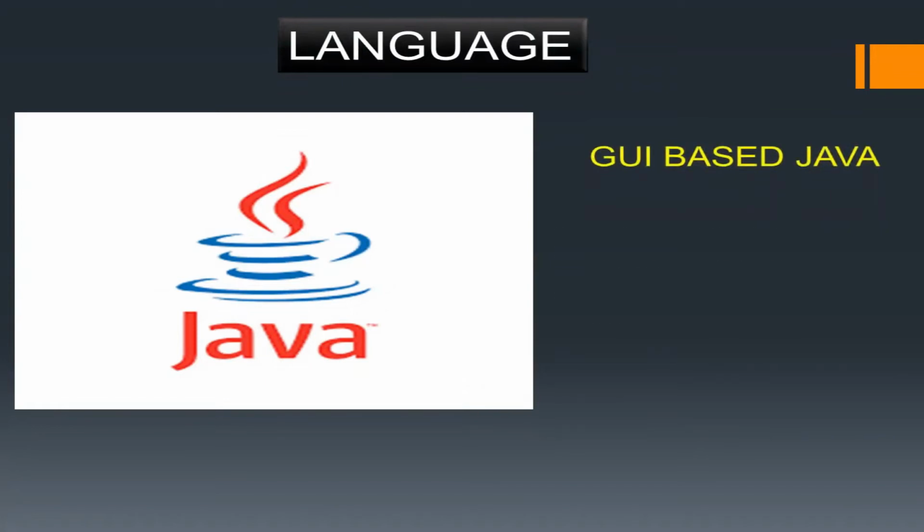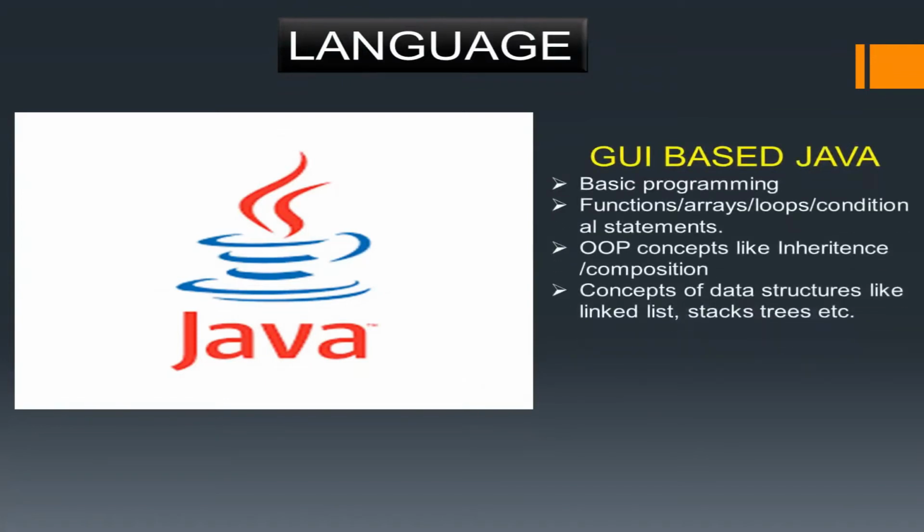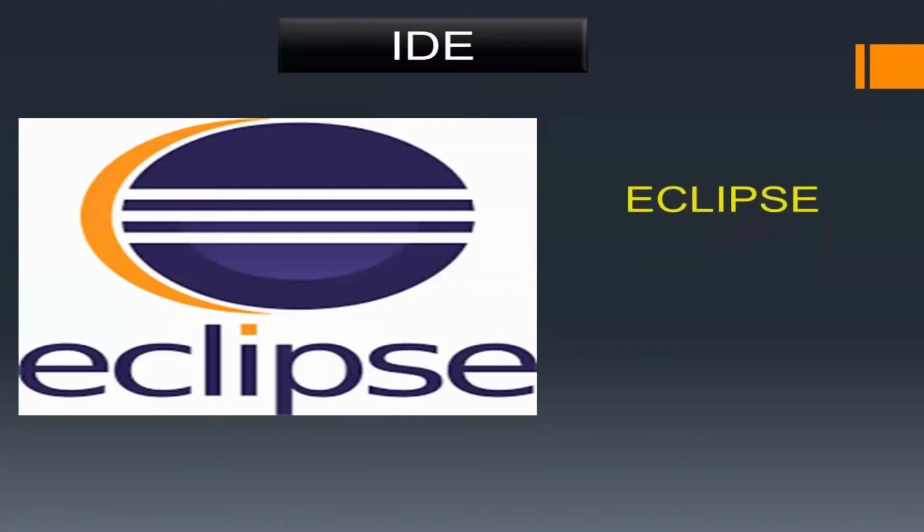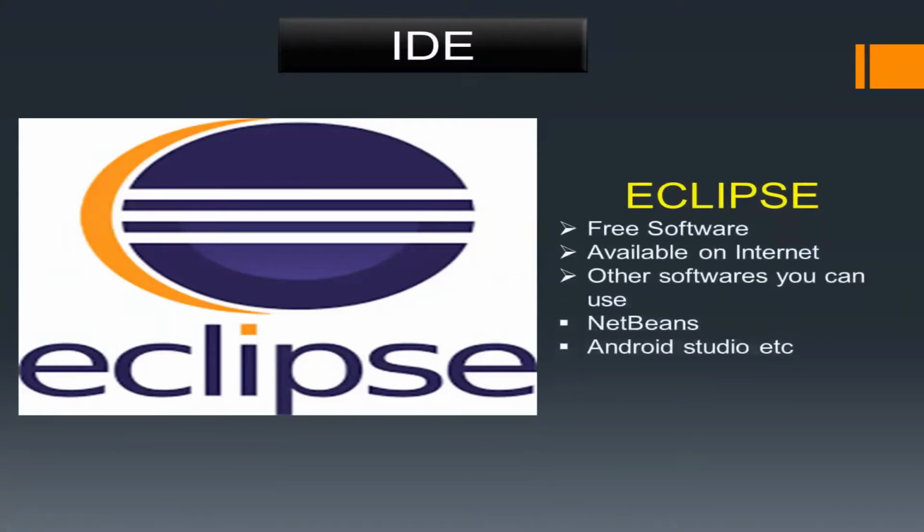Our first series will be on Java, and our main focus in Java will be GUI-based Java. We will cover main concepts of programming, OOP, and data structures, but we will see all of them in GUI, like we will do them side by side. The IDE we will be using will be Eclipse. There are many others like NetBeans, Android Studio, but I personally like Eclipse, so we will be using it. Eclipse is free software, so you can simply download it from the internet and install it. So let's start. I hope you will learn and enjoy too.